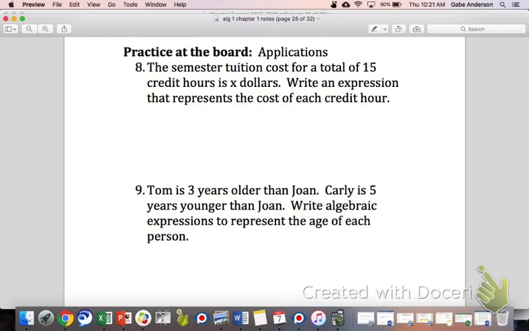Okay, guys, we're going to continue at the board. Let's check out number 8. This is more of an application setting. Number 8 says the semester tuition cost for a total of 15 credit hours is X dollars. Write an expression that represents the cost of each credit hour.